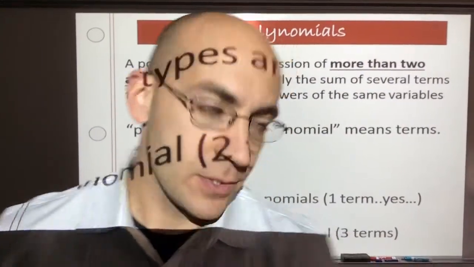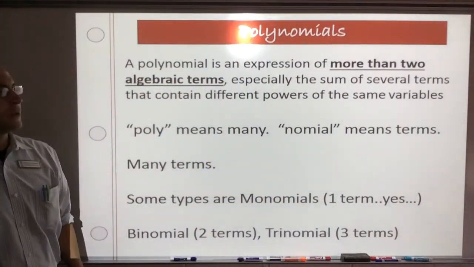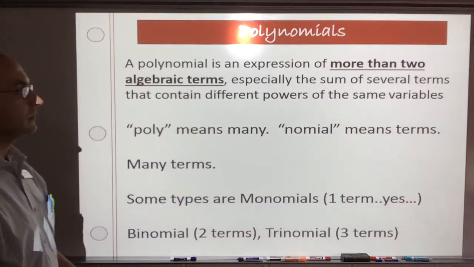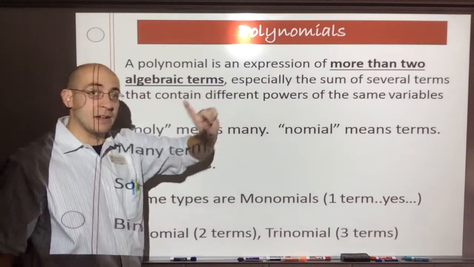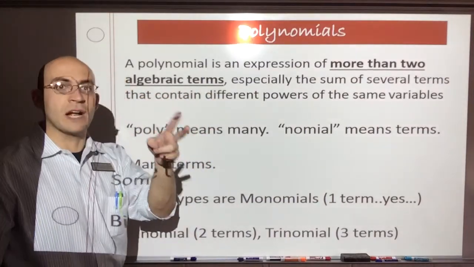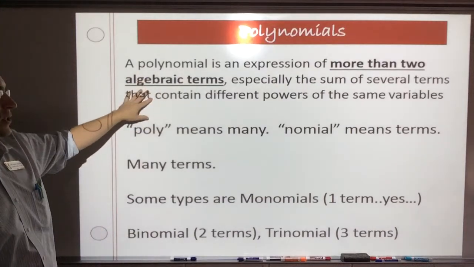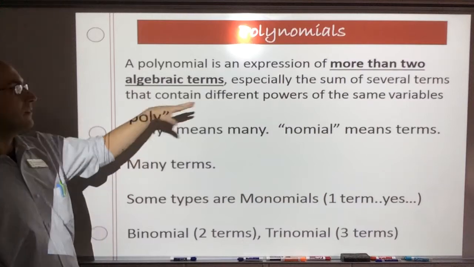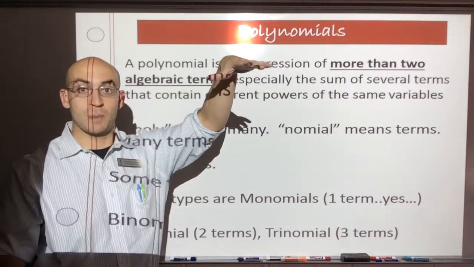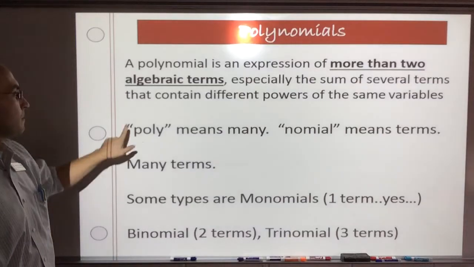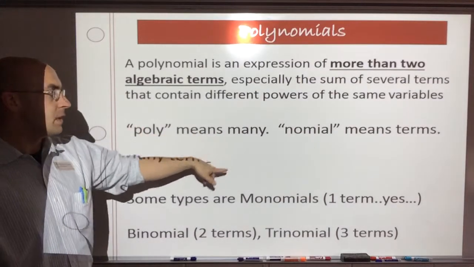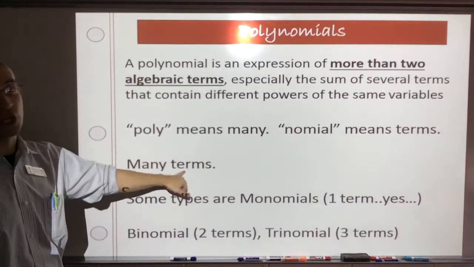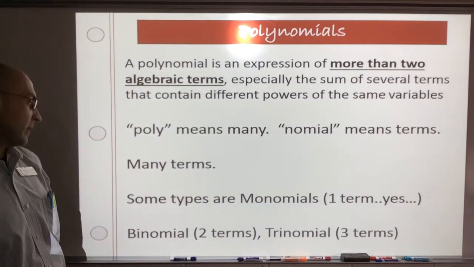All right, polynomials. A polynomial is an expression that has more than two algebraic terms. It can have one, but we'll talk about that later on. So let's go right now for the two. It can have two algebraic terms, especially if the sum of several of those terms have some type of different variable with regards to a power or an exponent. So poly means many, and nomial means terms. So basically this means many terms. And you're going to see that over and over again from me.